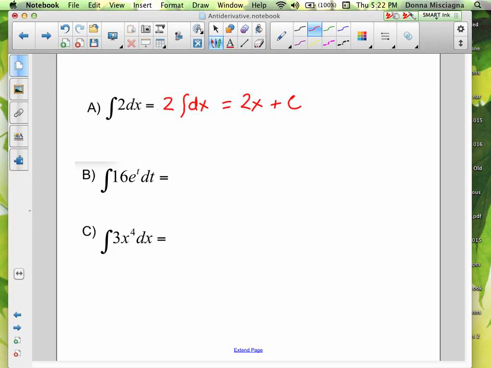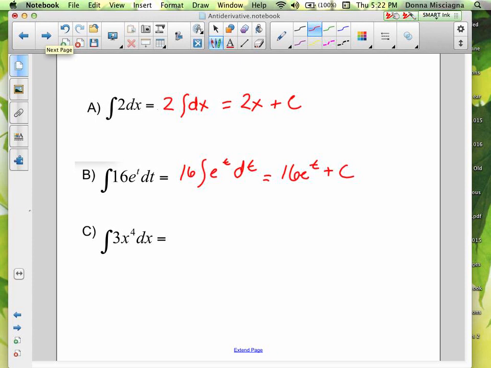All right, so we can pull out that 16, e to the t dt, and fortunately, the t and the dt match. The integral for e to the t is just e to the t plus our constant. So our integral here would be 16 e to the t plus c.